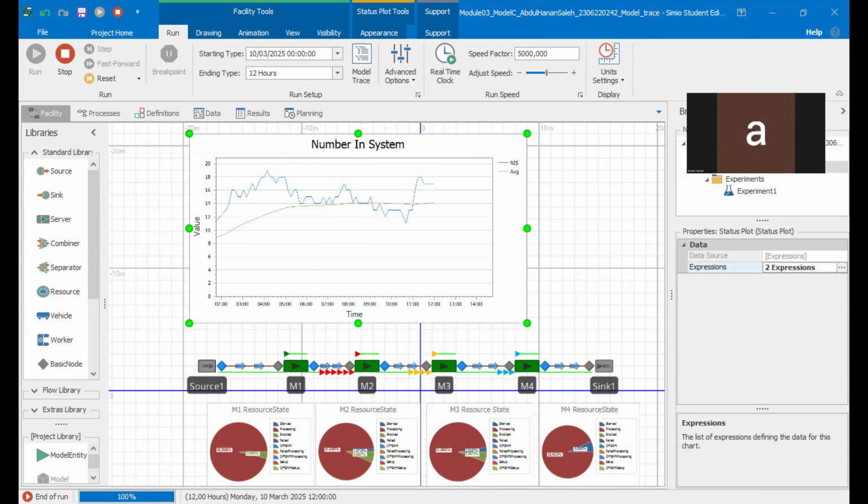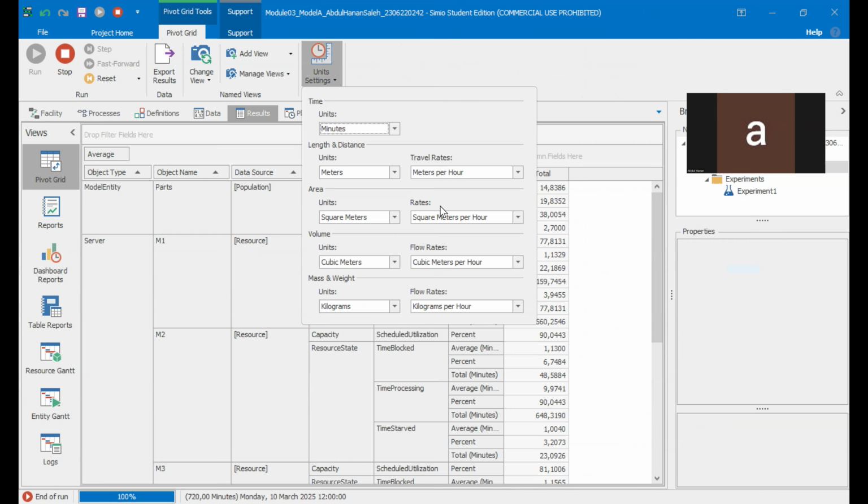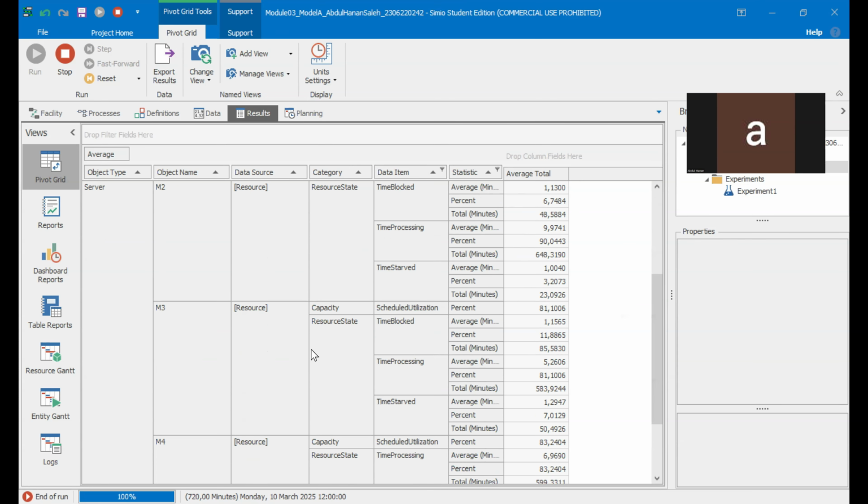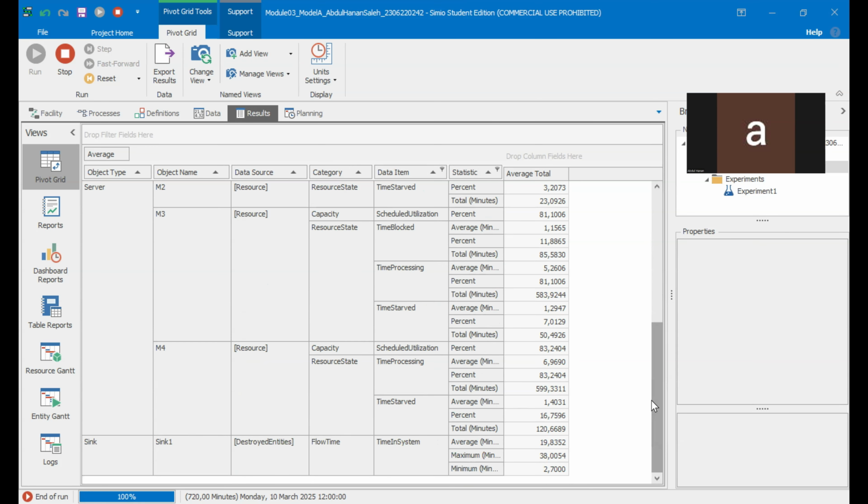Anyway, now we will see the throughput as well as the blocked time. This is the time blocked and time processing of M1 in minutes. This is the time blocked, time processing and time starved of M2 in minutes. This is the time starved, time blocked, and time processing of M3 in minutes. This is the time processing and time starved of M4 in minutes.